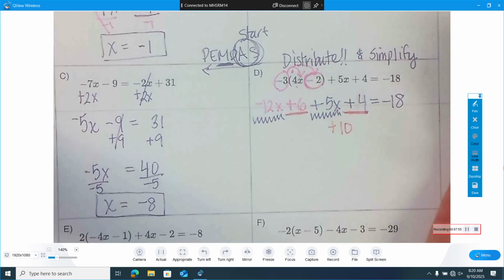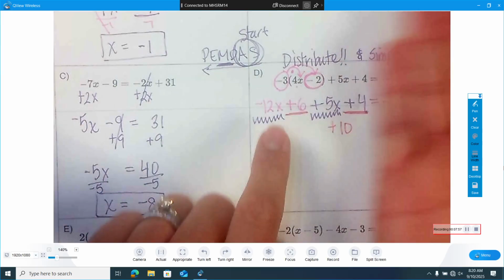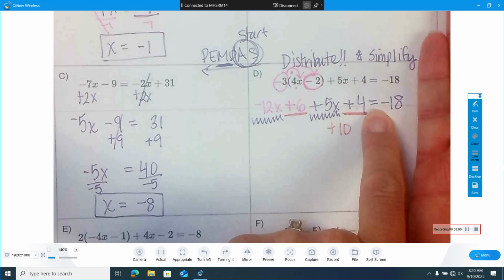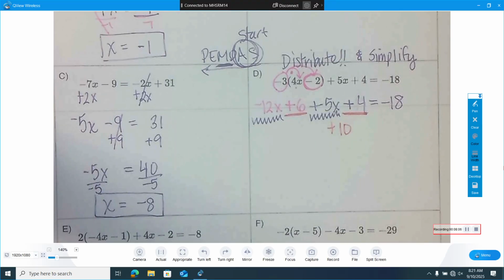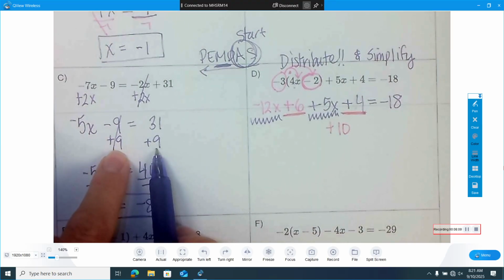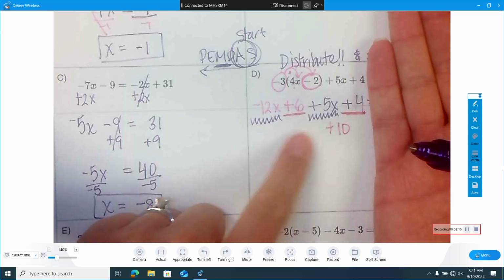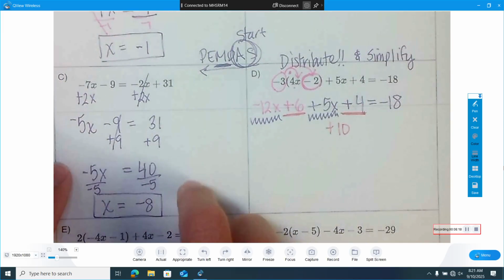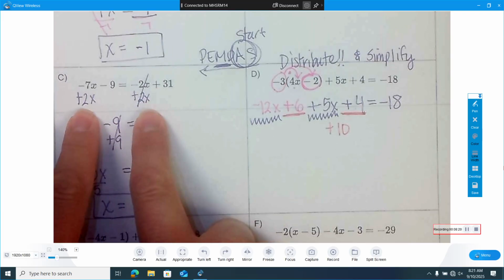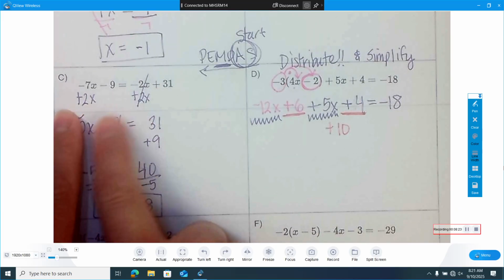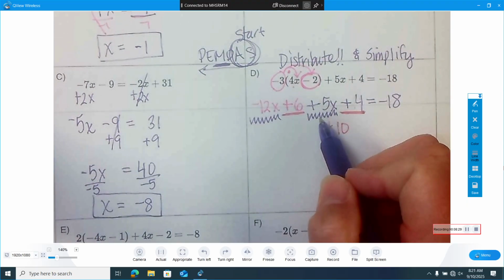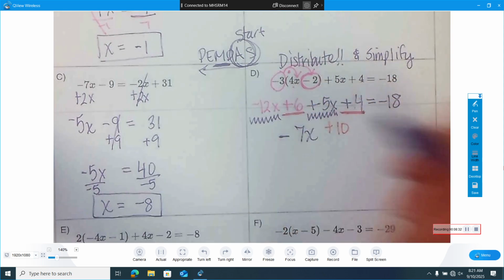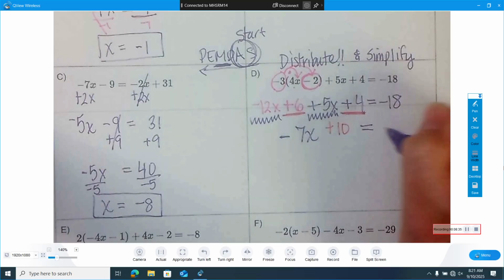So what's important here, and I think a lot of confusion can happen here, we are simply combining like terms. These guys are on the same side of the equal sign. Don't overthink it. We're just combining them, just putting them together. You don't have to do the opposite like we do when they're on opposite sides of the equals. They're on the same side. You just do what it says. If they're on opposite sides, like we had to do here, you do the opposite. Does that make sense to you? Okay. All right, so negative 12x and a positive 5x is a negative 7x plus 10 equals that negative 18.